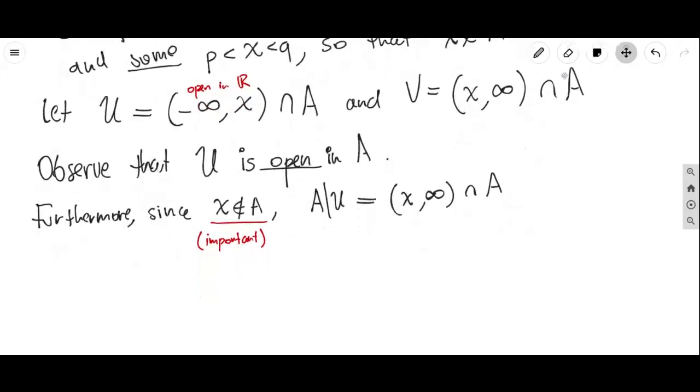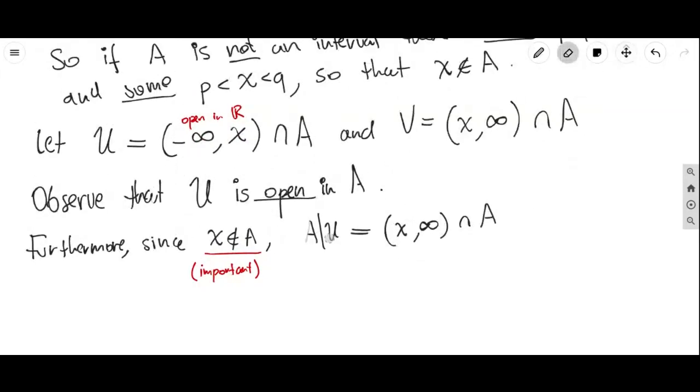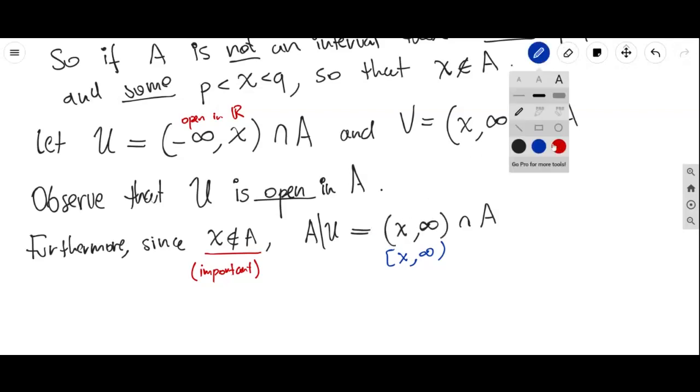Let me explain that part again. When you take the complement, you're taking everything that's being left out. So technically, the complement of this would be the other side. It would include X. It's supposed to go from X to infinity, including X. But the point is, X is not in A, so there's no reason to use this square bracket. You could use the open bracket. And the point is, this is an open set. You see that? That's an open set.